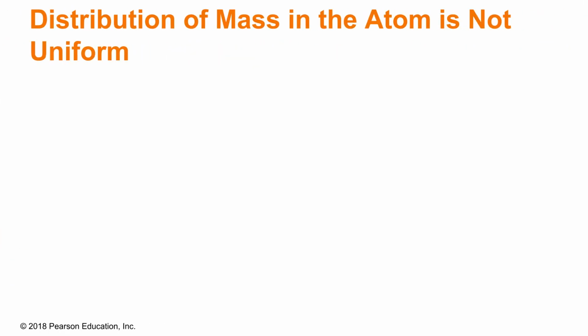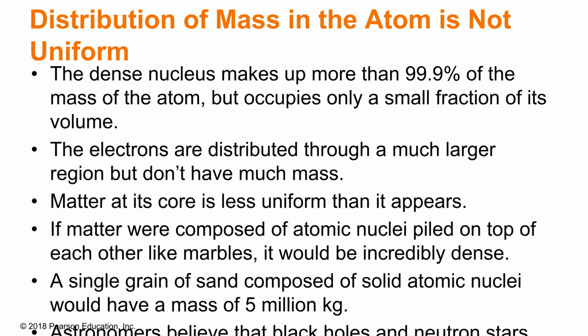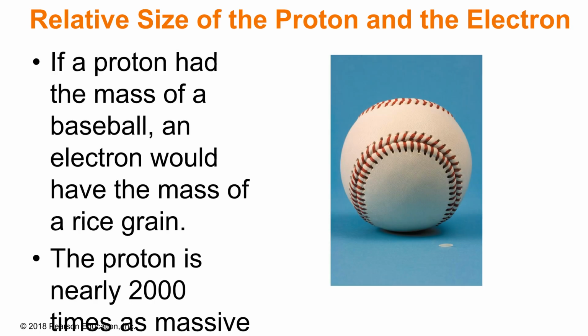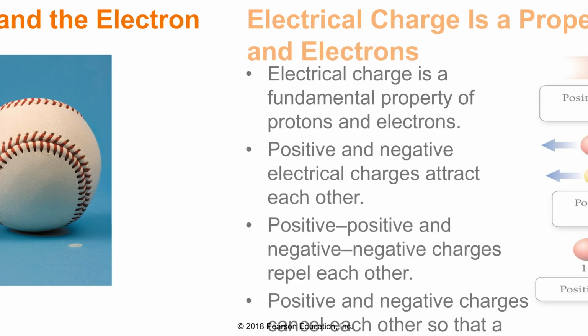The distribution of mass within an atom is highly non-uniform. The nucleus is incredibly dense. If solid matter were composed entirely of nuclei, it would be as dense as the material found in neutron stars. To understand the relative size, consider that a proton is nearly 2,000 times more massive than an electron. If a proton were a baseball, an electron would be no more than a single grain of rice.